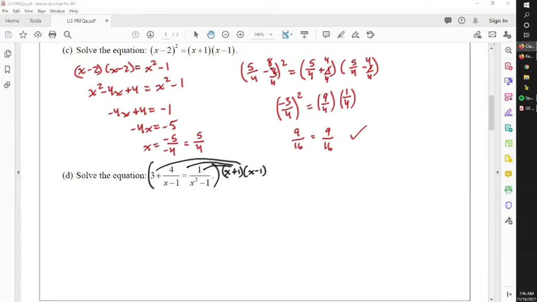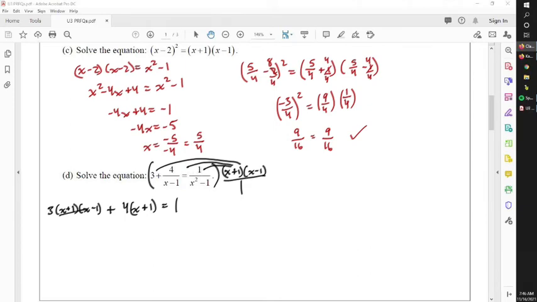For the 3, we get 3 times x plus 1 times x minus 1. For the 4 over x minus 1, we get 4 times x plus 1. That's because the x minus 1 and the x minus 1 cancel each other out, because we could look at this like it's a big old fraction. All right, next. That one you get 1. How cool is that? Look, the denominator just cancels out with that because it's exactly that.